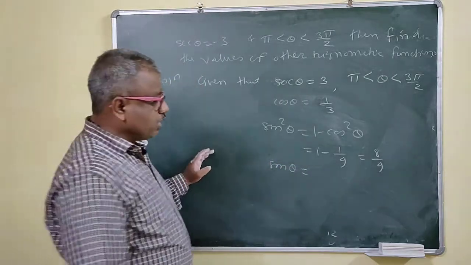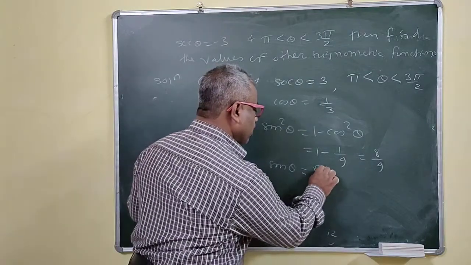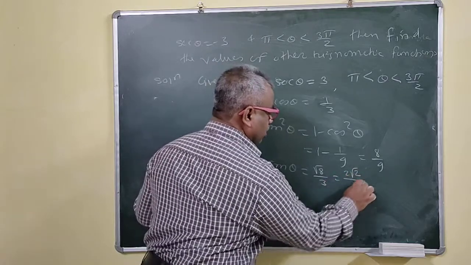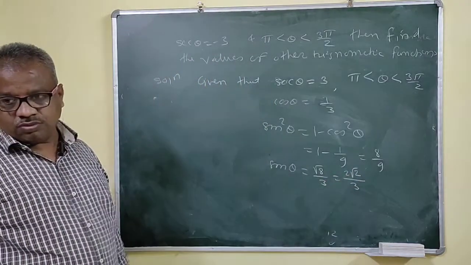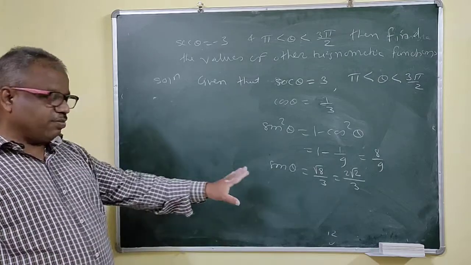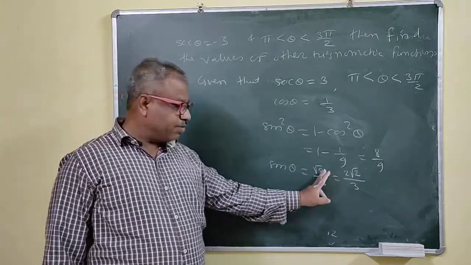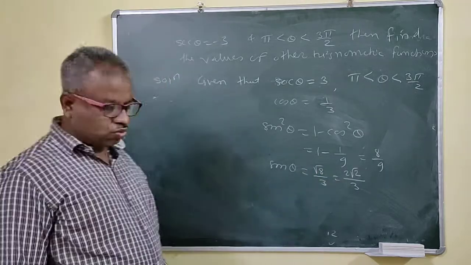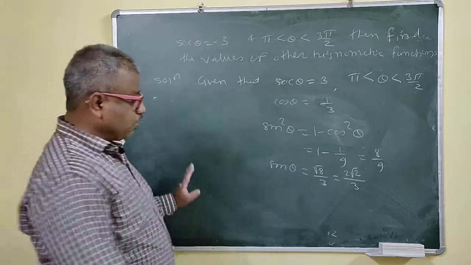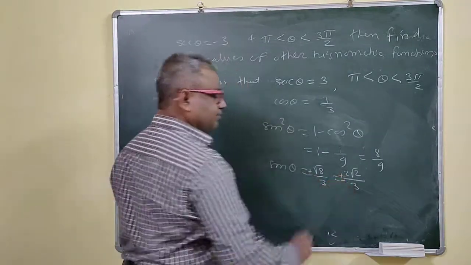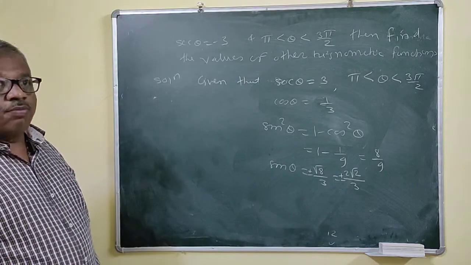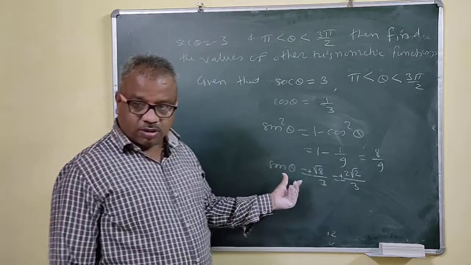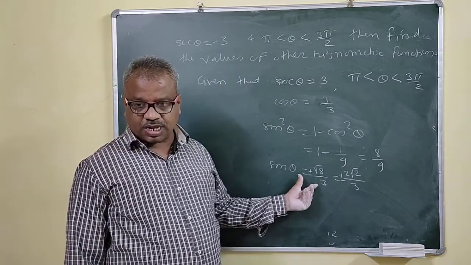So this is root 8 by 3 now. We may write this as what? 2 root 2 by 3. If you are able to write, then write this: 8 means 4 into 2. So 4 will come out as 2. So 2 root 2 upon 3. This is your sin theta, plus or minus, you have to write here. But now the position of theta is given to you. We have to confirm the value now. Either you have to take the plus sign or the minus sign.